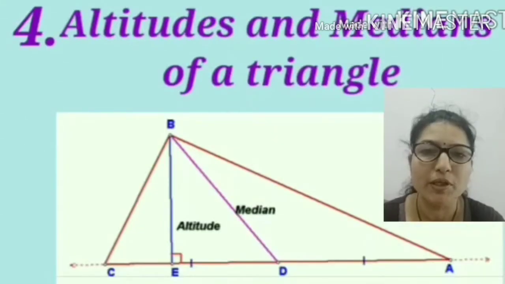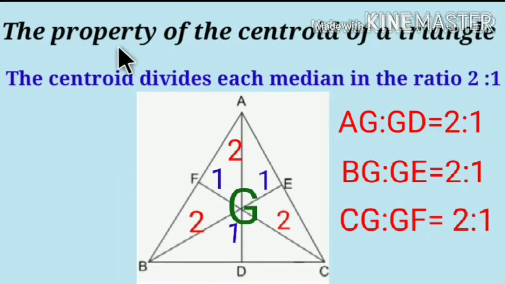Chapter 4, Altitudes and Medians of a Triangle. Let us see the third part, that is the property of a centroid of a triangle. Next point, the property of the centroid of a triangle. Let us see the property. The centroid divides each median in the ratio 2:1.